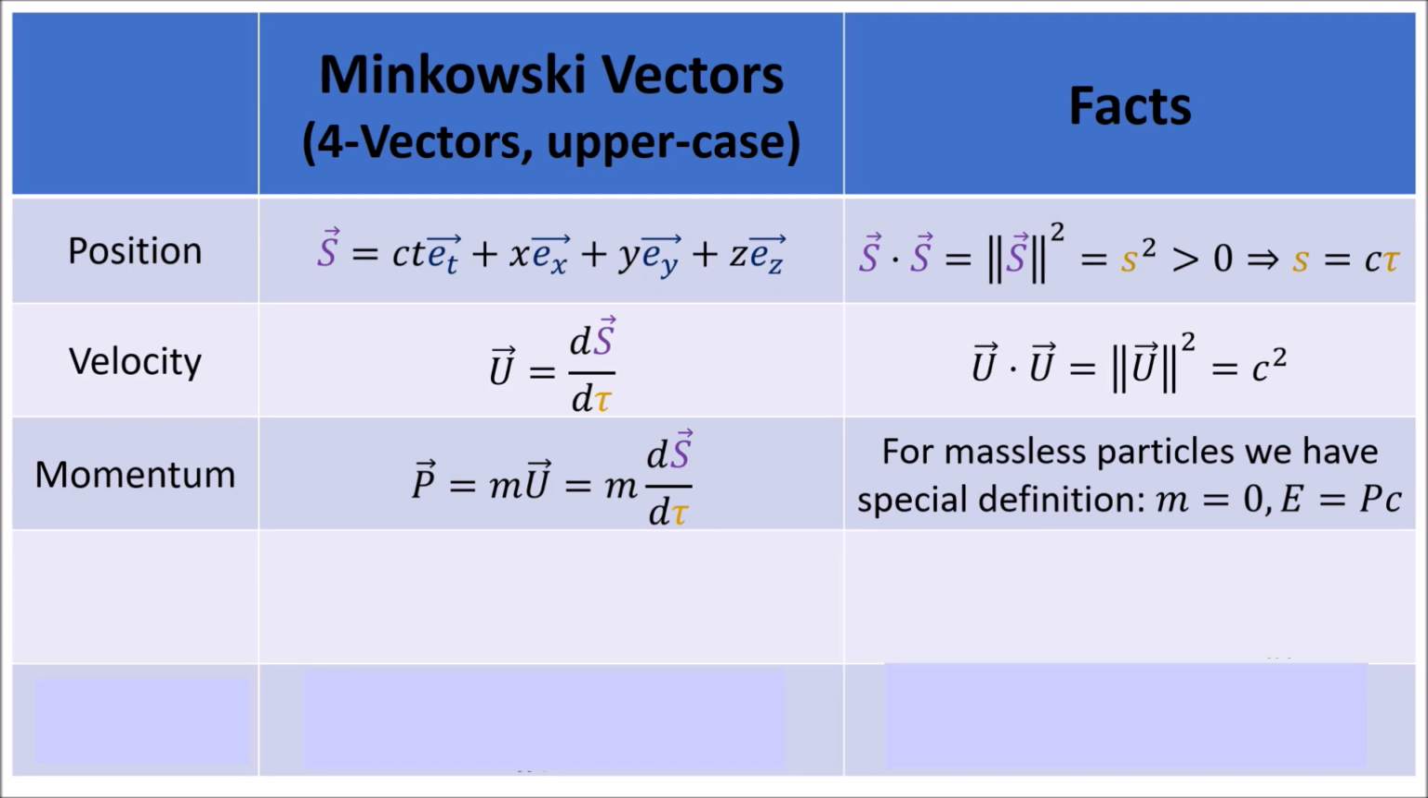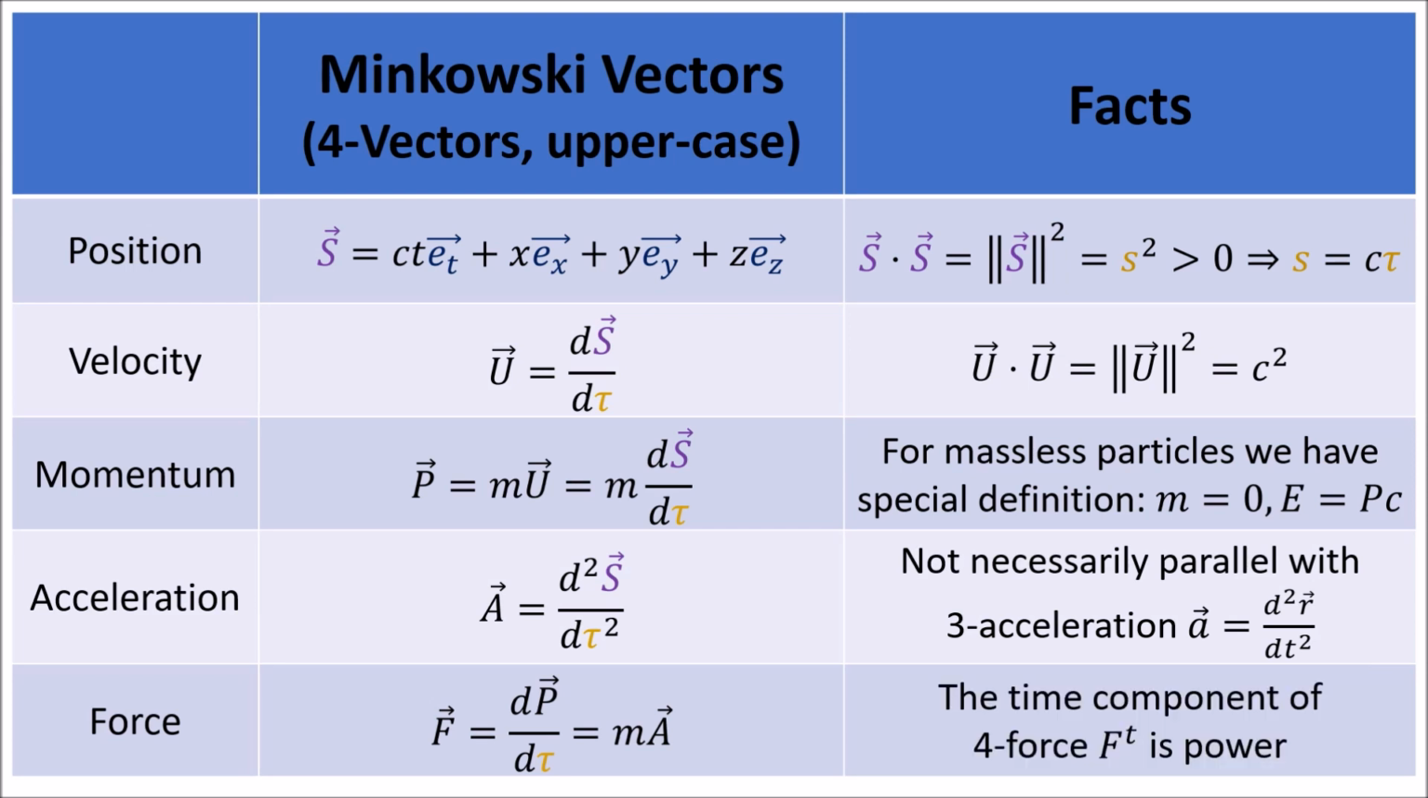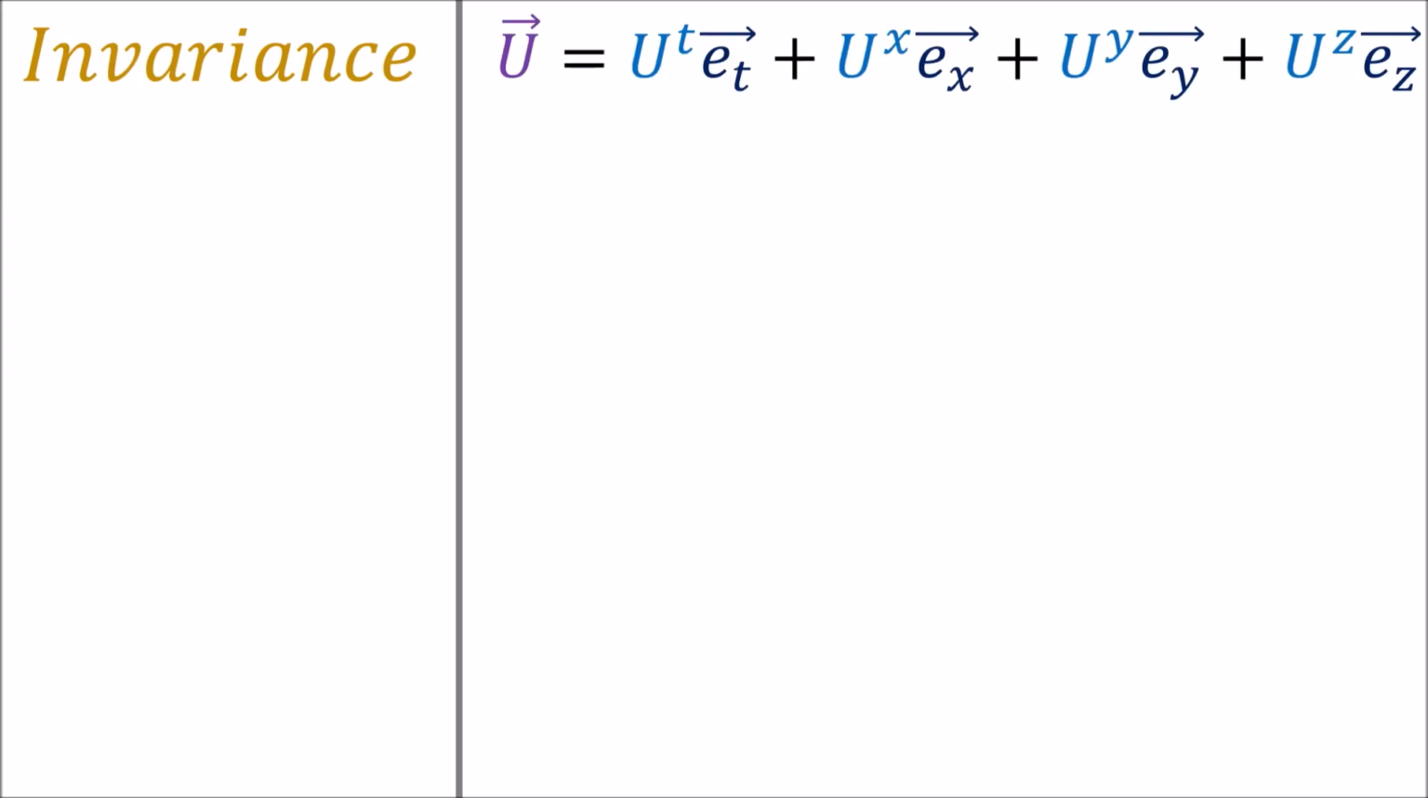However, for massless particles like light, we have a special definition where the particle's energy equals its momentum times the speed of light. The 4 acceleration big A is the second derivative of 4 position, and it is not necessarily parallel with the non-relativistic 3 acceleration in the spatial dimensions. And finally, we have 4 force, which is the derivative of 4 momentum with respect to tau. The time component of 4 force is power. All of these 4 vectors are invariant.